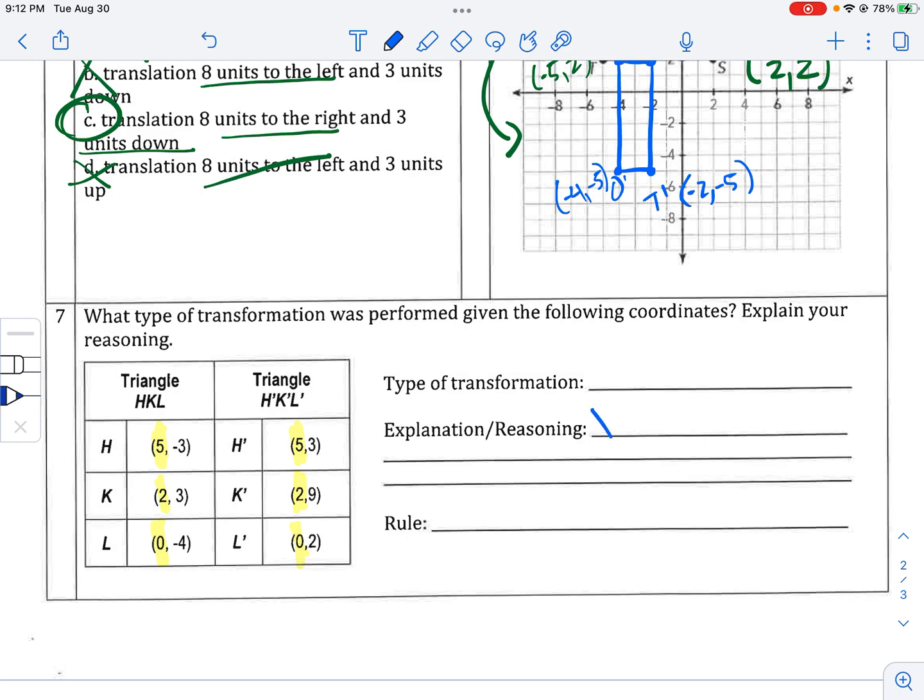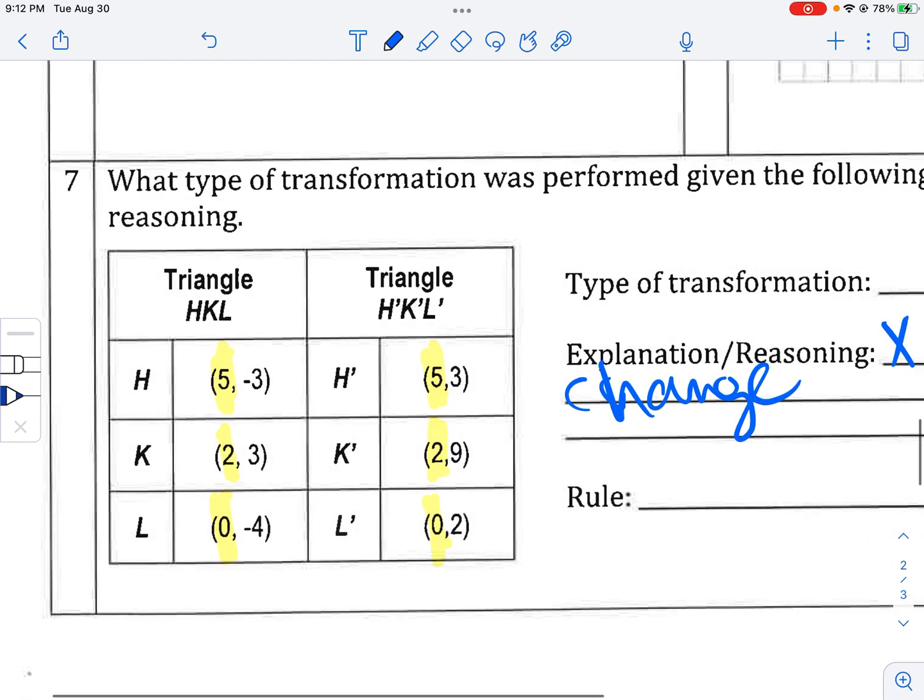So the x value didn't change. That we know. Okay, so these two are opposites of each other. Let's look at these. Are they opposites of each other? Nope, they're not opposites of each other. So because they're not opposites of each other, this is not a reflection.